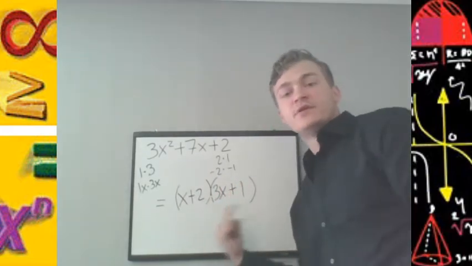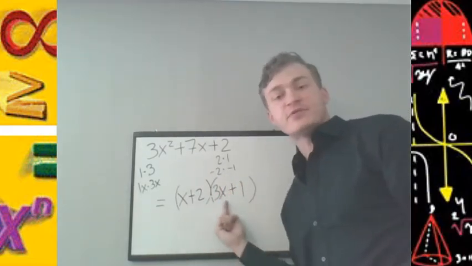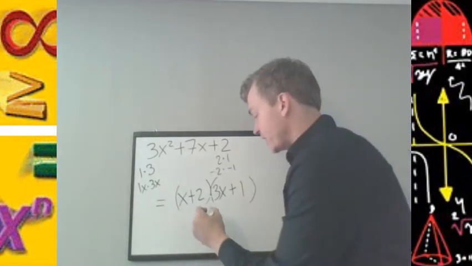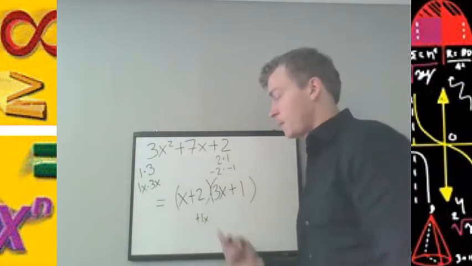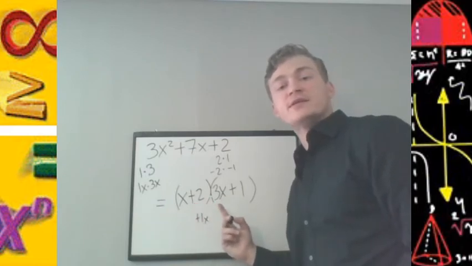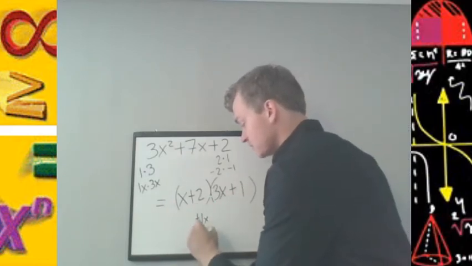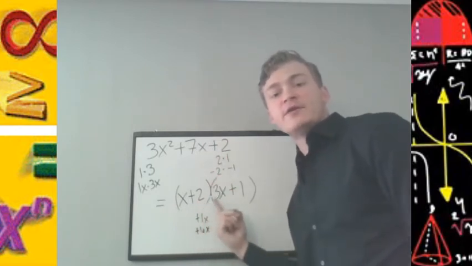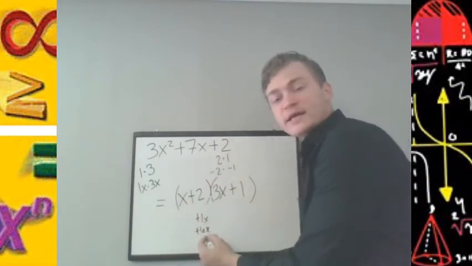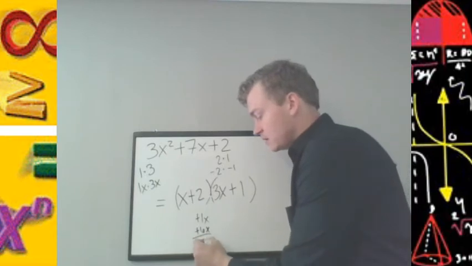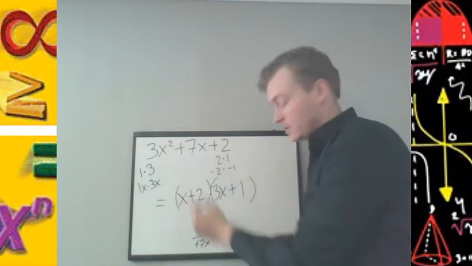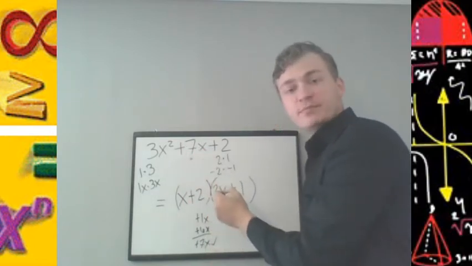As we see, distributing with the FOIL method, x times 3x is still 3x squared. X times 1, well, that's a positive 1x. 2 times 3x is 6x. And then 2 times 1 is 2. So combining the inner product and outer product, 1x and 6x, we get positive 7x, which is our middle term. These two terms match up.